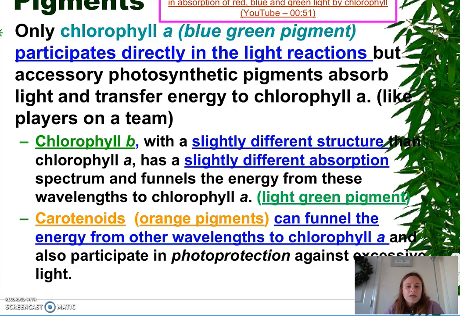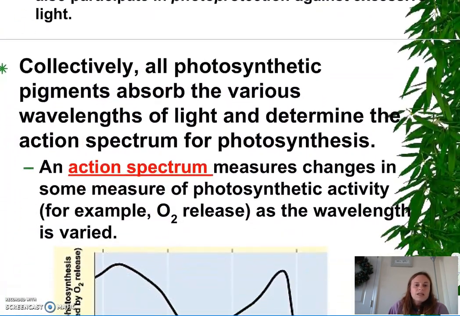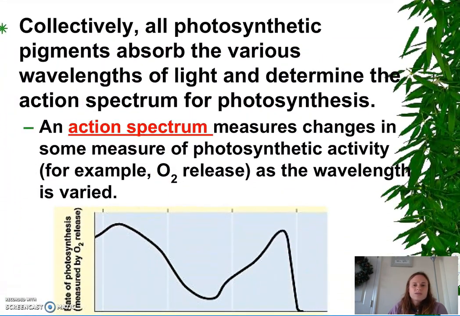Carotenoids are your orange pigments. Similar to chlorophyll B, it is another accessory pigment. It can also funnel energy from other wavelengths to chlorophyll A. It also participates in photoprotection against excessive light so that it protects the plant. So collectively, all of these photosynthetic pigments can form an action spectrum.